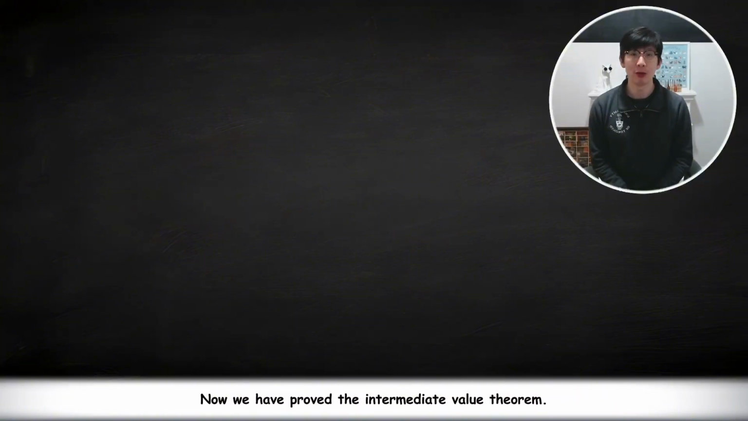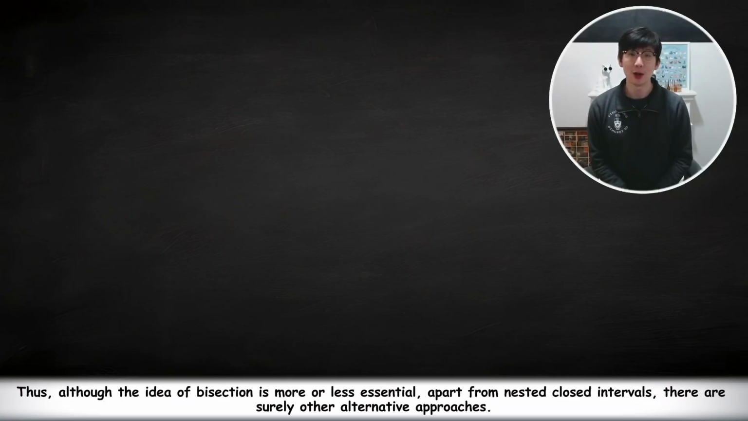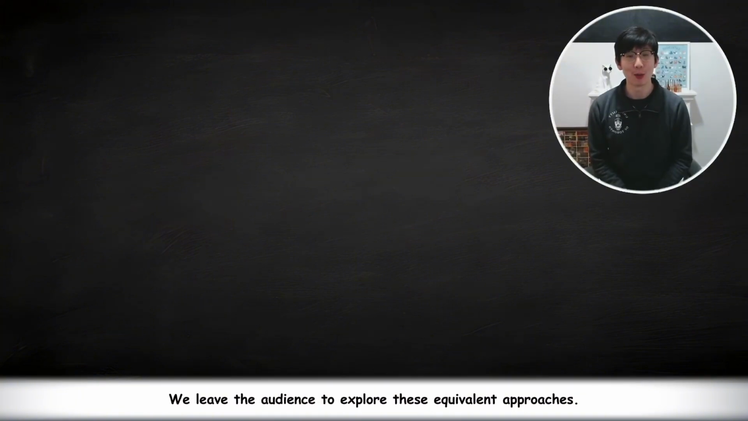As we have mentioned before, this theorem is based on the completeness of real numbers. Thus, although the idea of bisection is more or less essential, apart from nested closed intervals, there are surely other alternative approaches. For example, the Bolzano-Weierstrass theorem, the Cauchy sequence, and so on. We leave the audience to explore the equivalent approaches.